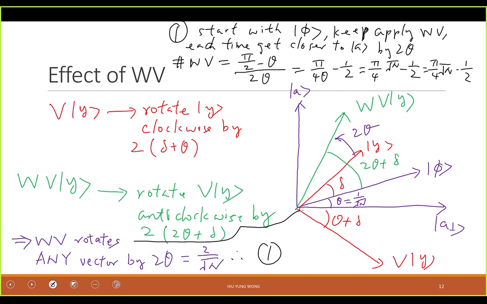But n is very large, right? We're talking about 1 trillion operations, so square root n is 1 million. 1 million minus 1 over 2 is what? Just 1 million. Do you see that? So I need square root n rotations in order to find my solution.